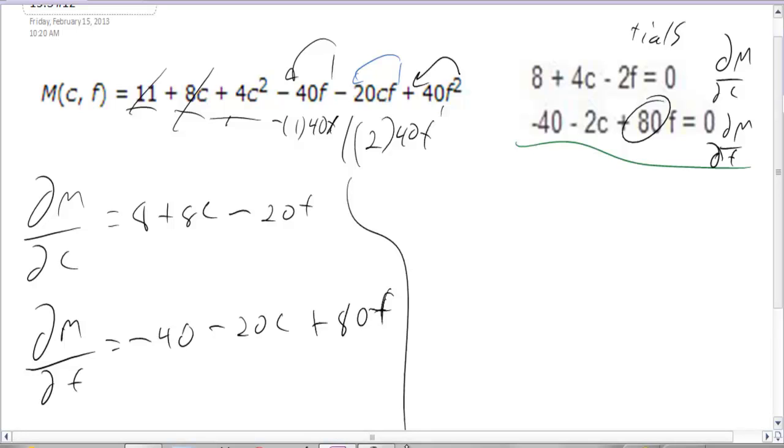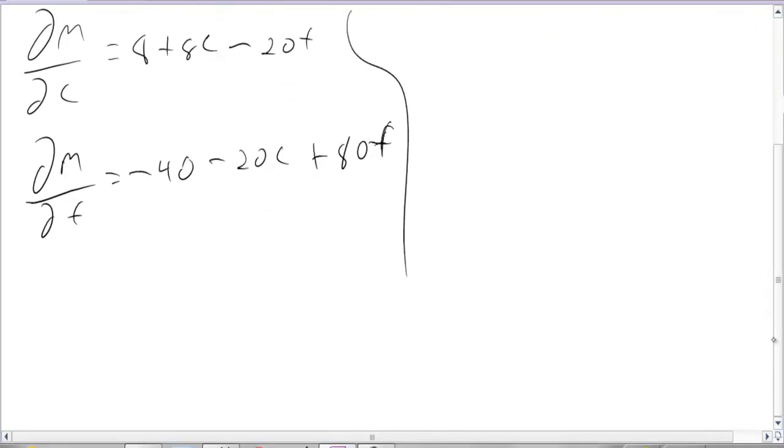My guess is that could have been what was causing a mistake, if you truly made mistakes on those partials. If not, I'm still going to walk through the rest of the problem anyway, just so it's done. Okay, so first things first, let's finish up this problem.